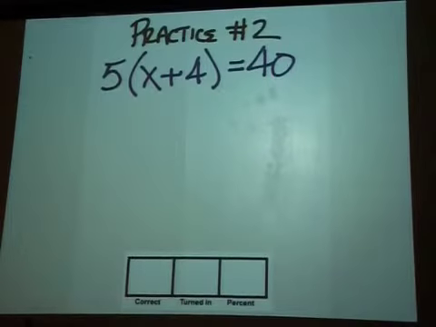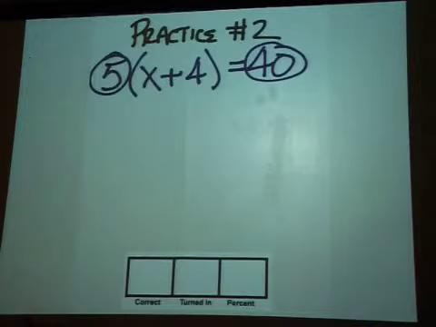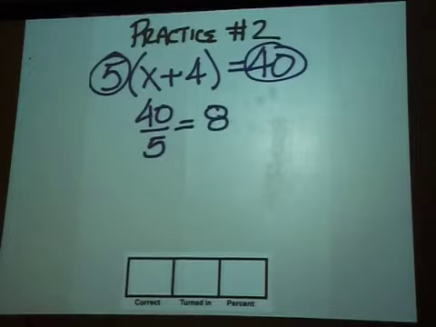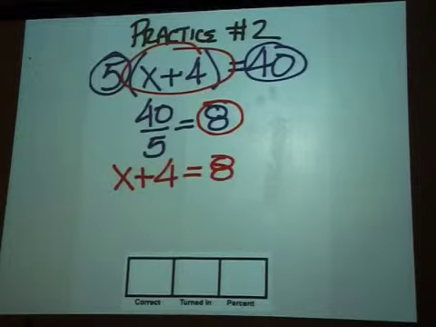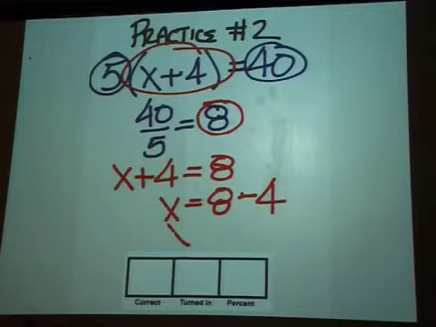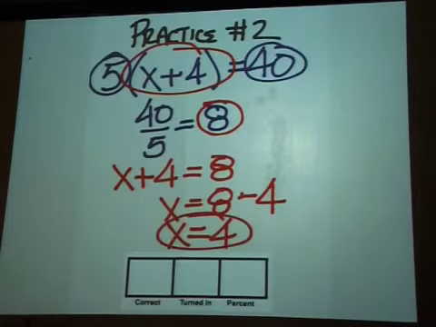5 times the quantity x plus 4, close the quantity, equals 40. First, find what 40 divided by 5 is. 40 divided by 5 is 8. That means whatever is in the parentheses here, this quantity must be equal to 8. So you can do x plus 4 equals 8. What number will add to 4 to give you 8? And the answer is 4.